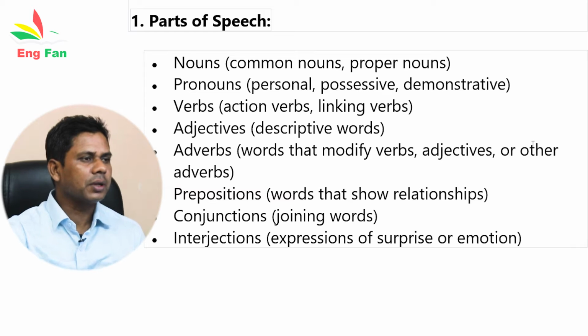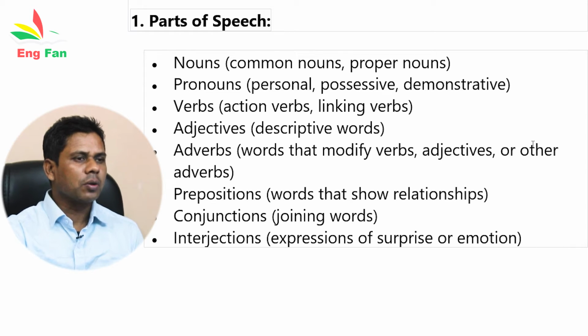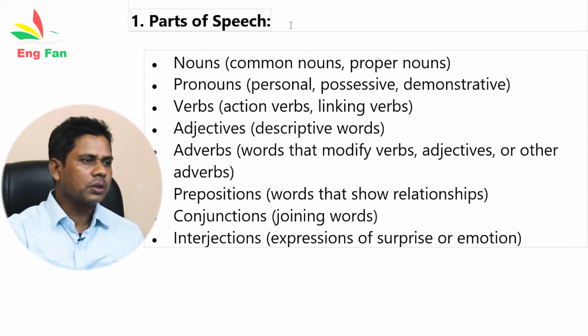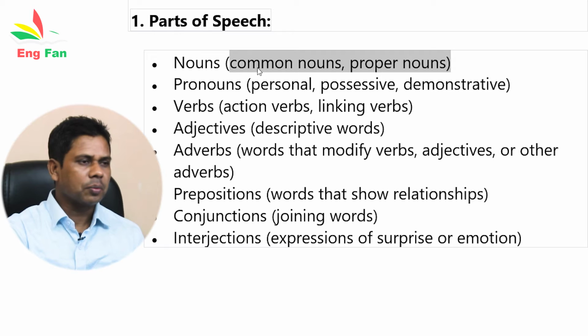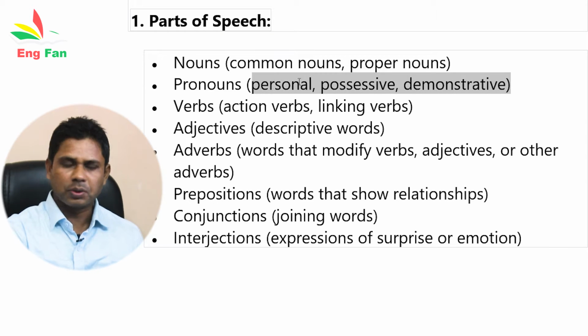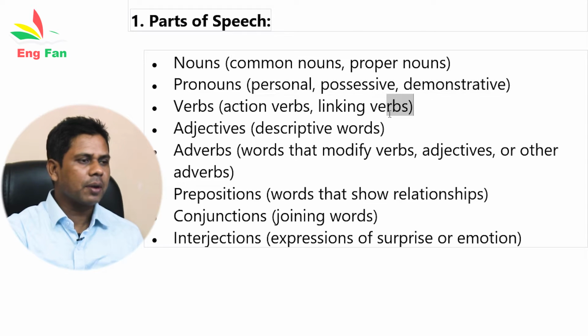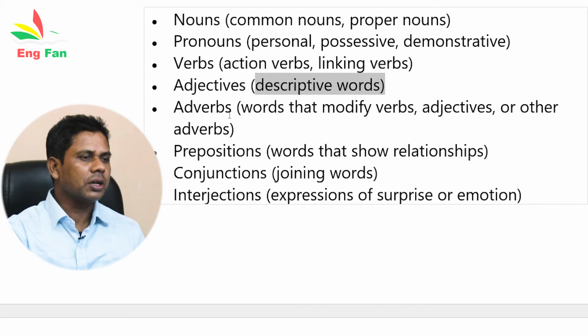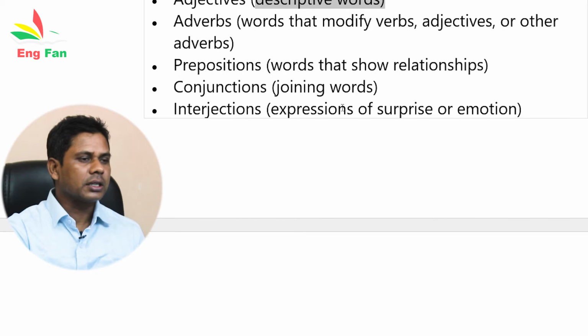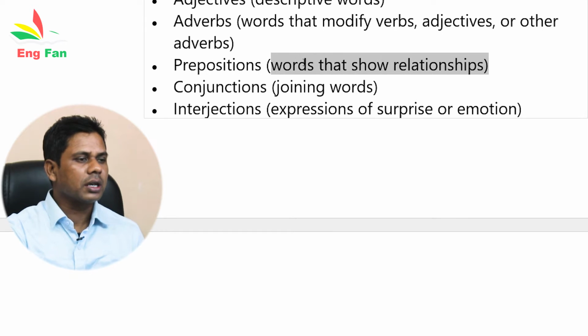The first thing is the area of the parts of speech. For example, noun: common noun, proper noun. Pronoun: personal, possessive, and demonstrative pronouns. Verb: action verb, linking verb, which should be taught in the class. Adjective: descriptive adjective. Adverb, which modifies a verb, an adjective, or another adverb. Preposition, a word that shows relationship. Conjunction, a joining word. And interjection, an expression of surprise or emotion.